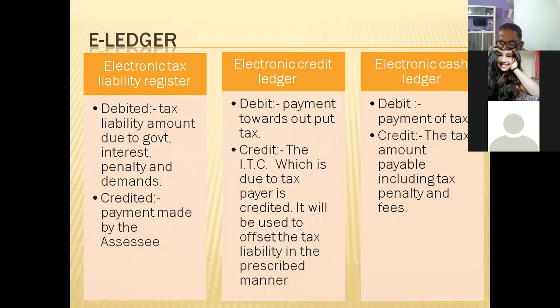Now, in the electronic cash ledger, in the debit column, the actual payment of tax you paid to the government will be entered in the debit column.